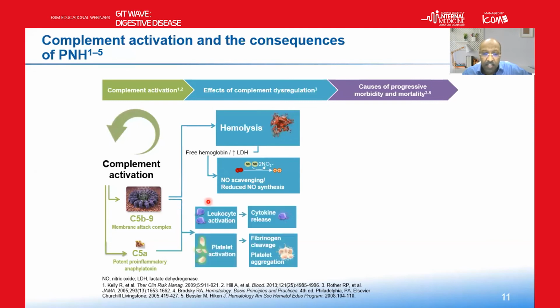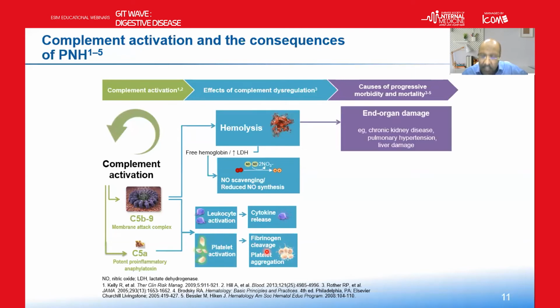So we know that the lack of nitric oxide will cause vasoconstriction and constriction of the smooth muscles. There will also be activation of the leukocytes, causing release of cytokines, and also activation of the platelets, leading to fibrinogen cleavage and platelet aggregation. And this will result in thrombosis. It is quite a prothrombotic condition.